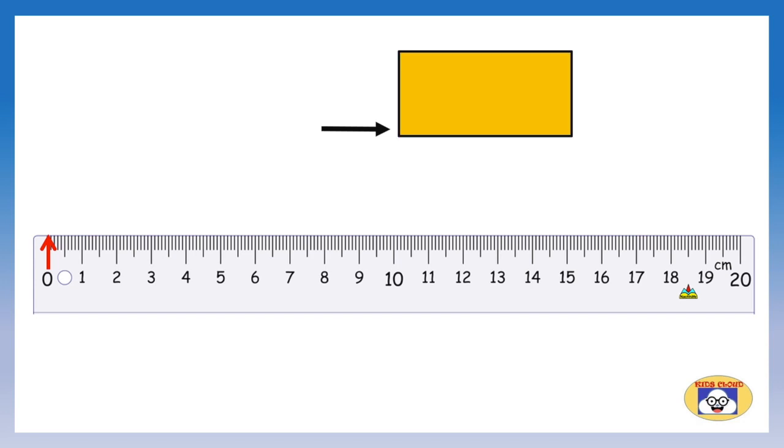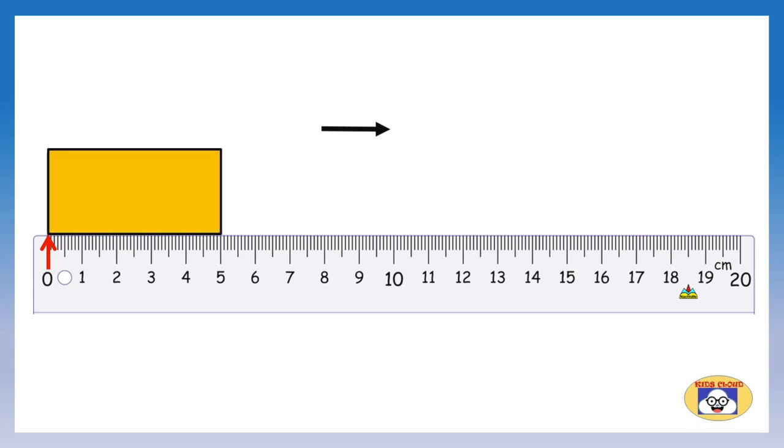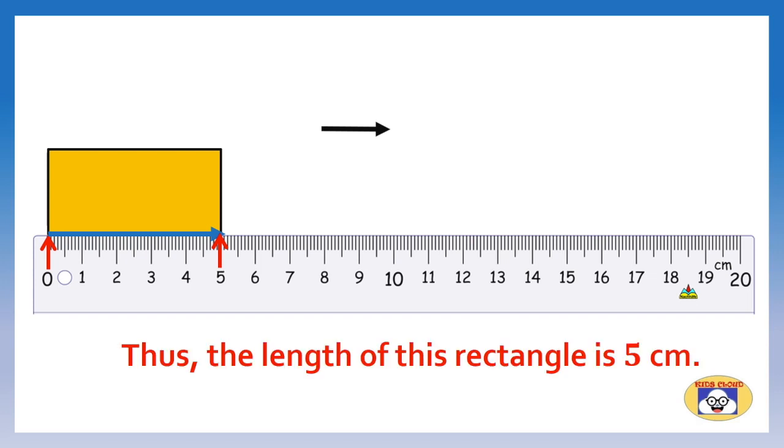Suppose you want to measure the length of this rectangle. Then first align it with the 0 mark on the ruler. Now start the measurements once you assure that the 0 mark on the ruler aligns with the edge of an object you want to measure. Read along the ruler and mark the line that matches the far edge of an object. Thus, the length of this rectangle is 5 cm.